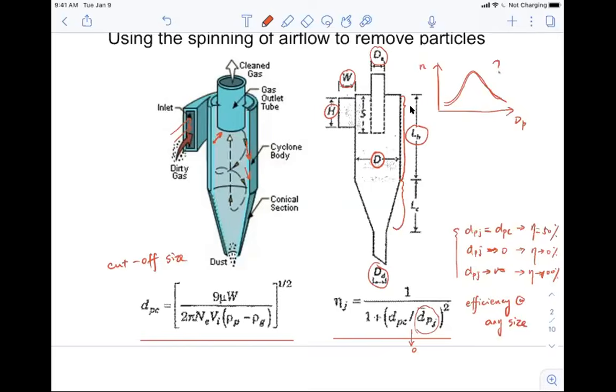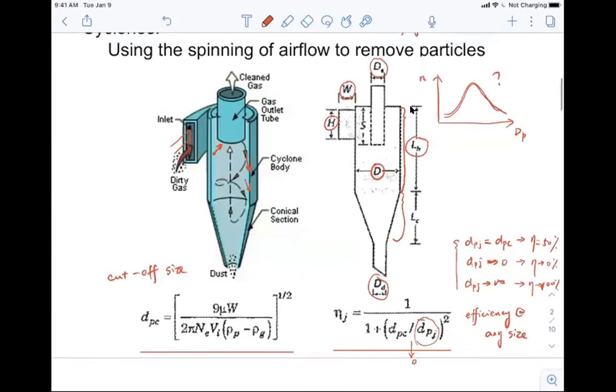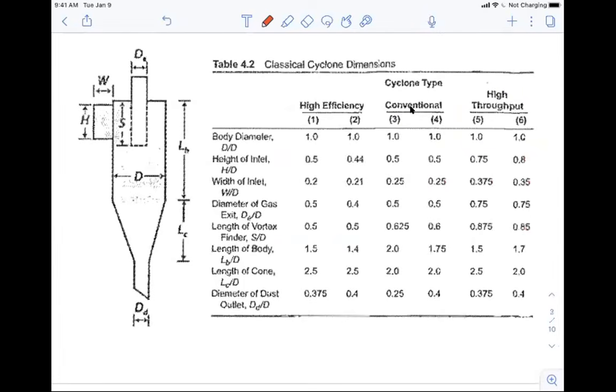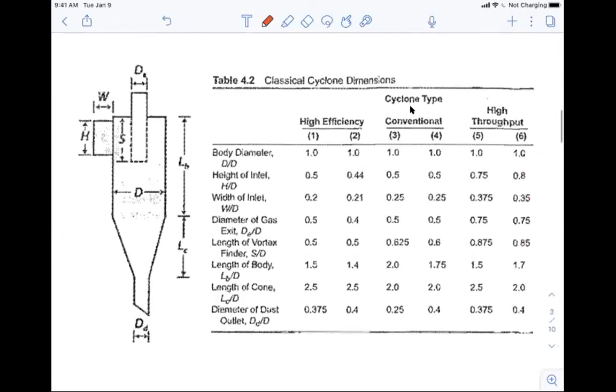But before that, we have to address a question, because you see that for the cyclones, there are just so many design parameters, right? So how do we find one? How do we decide what diameter, what kinds of dimensions we should use? So luckily, there are a lot of engineering experiments that actually help us to identify a few combinations of these designs.